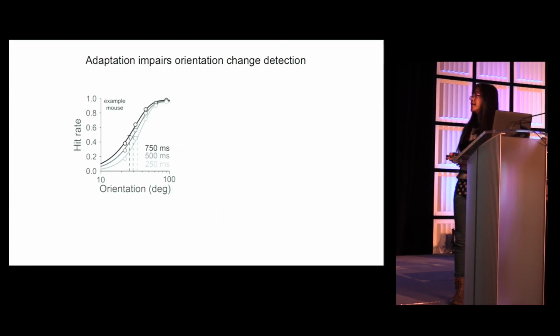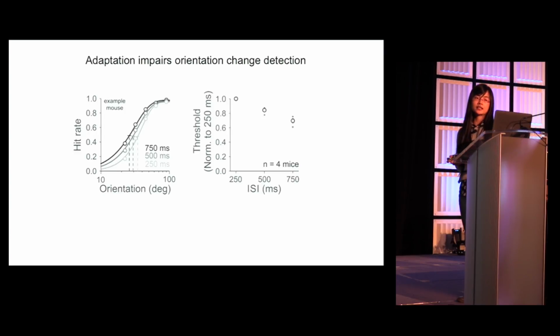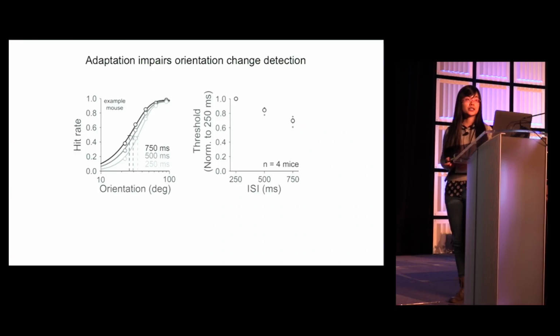So when we plot the hit rate over different orientation changes and sort by the preceding interstimulus interval, we found that stronger adaptation actually decreased the hit rate of the animal, resulting in an increased orientation change detection threshold. This effect is consistent across the 4 mice tested, where we normalized the detection threshold to the most adapted condition and found that stronger adaptation means a higher orientation change detection threshold.